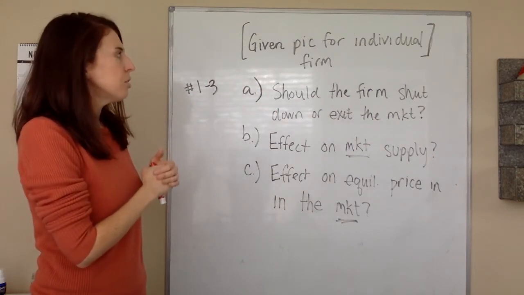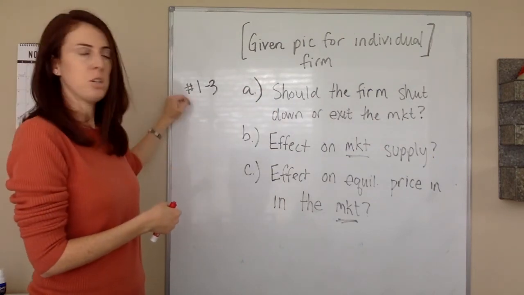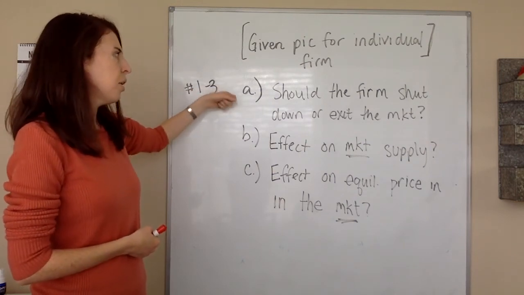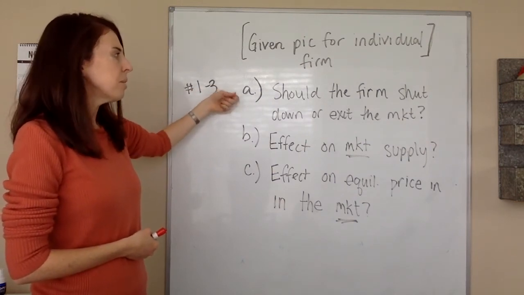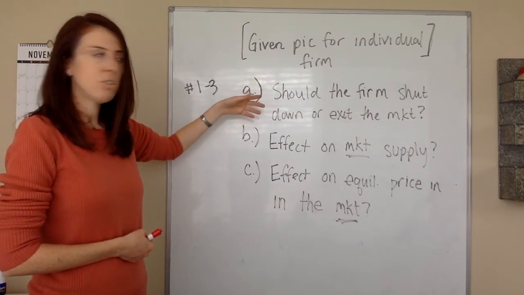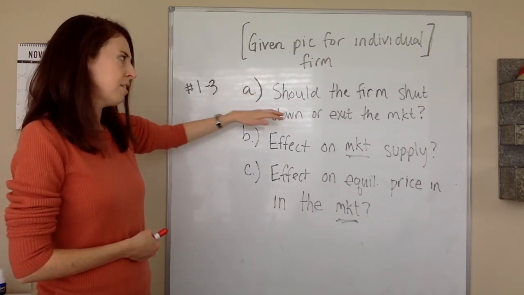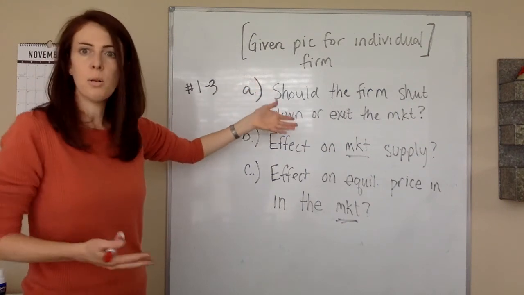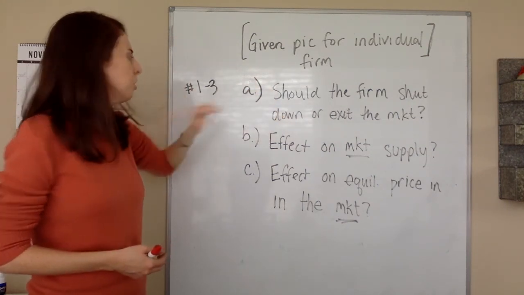Okay, what I would like you to do is for picture number 1, which is question number 1, first of all answer part A: should that firm, given their scenario, shut down or exit the market? Maybe the answer is they should shut down, maybe the answer is they should exit, maybe the answer is they should do neither one. So tell me what the firm should do.